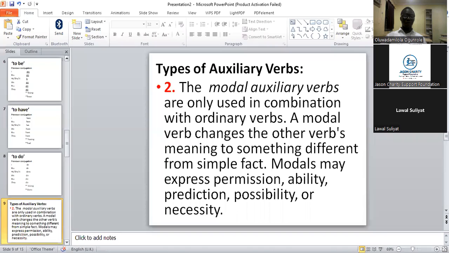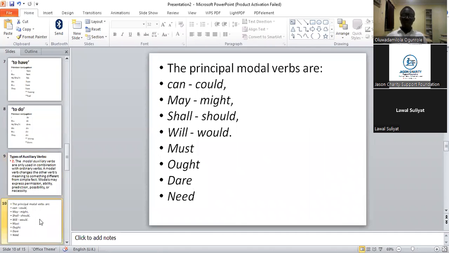Now, if we move up from there, we have the principal modal verbs. We have can. Now, some schools of thought will tell you that we have can and could, may and might. But for this class, I have tried to differentiate them based on tenses. Can is used in the present tense, could is used in the past tense, may is used in the present tense, might is used in the past tense, shall is used in the present tense, should is used in the past tense, will is used in the present tense, would is used in the past tense.